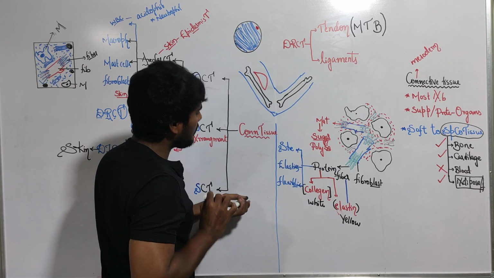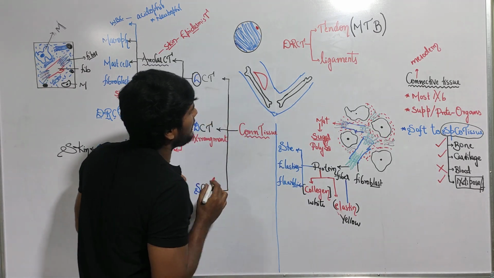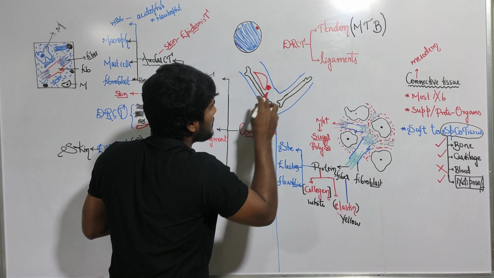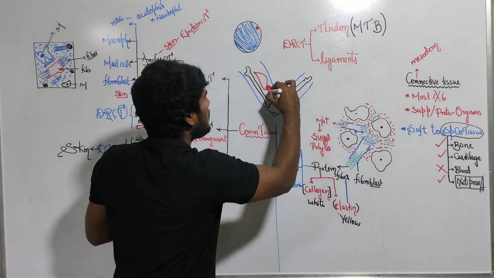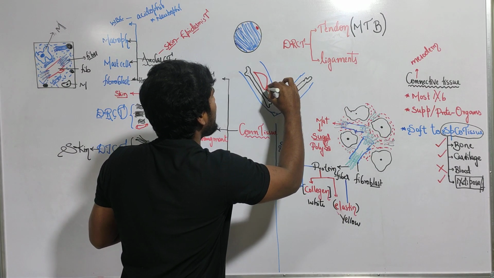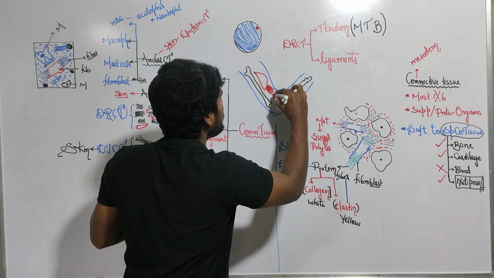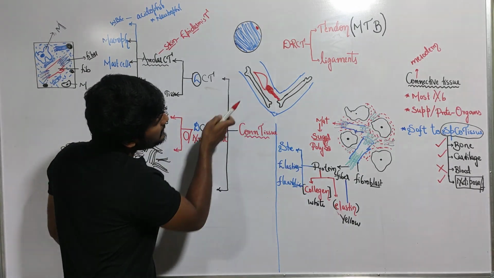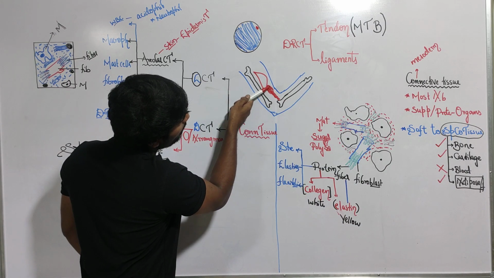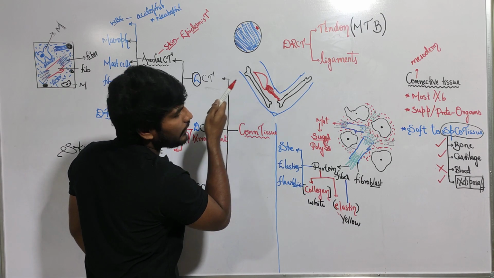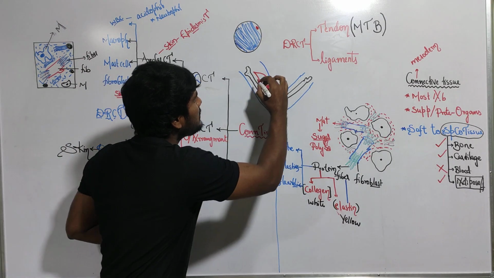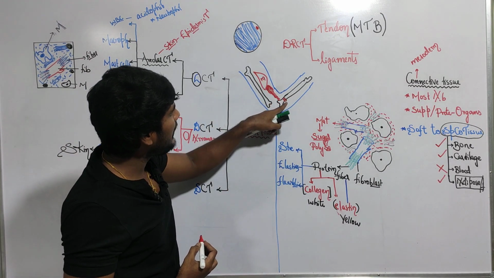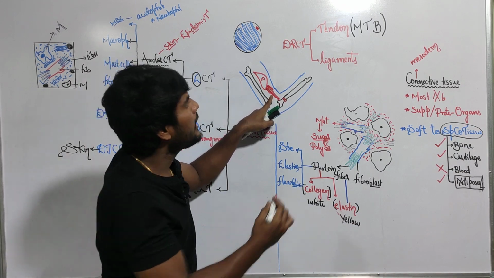Let me represent it with the red color. This muscle has fibers attached in a regular fashion, and all the fibers join to the bone like this. Observe carefully: this is the muscle, this is the bone, and this is the tendon. The connection between muscle and bone is the tendon.